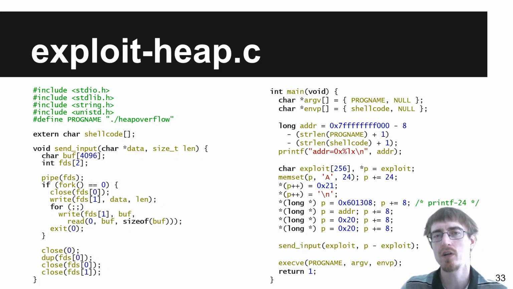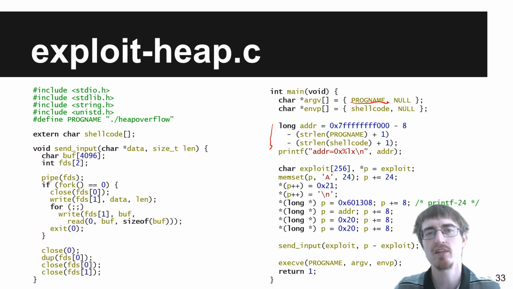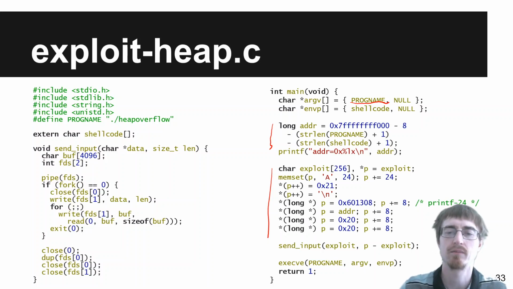Some of the program in the main function we recognize from before. However, now we don't need to provide an argument. We only set the program name. We perform the computation of the shellcode address as before. So this is another benefit of using C code. It's easier to do computations like this. We print the value just to have some debugging information. And then we construct the exploit, which is done here.